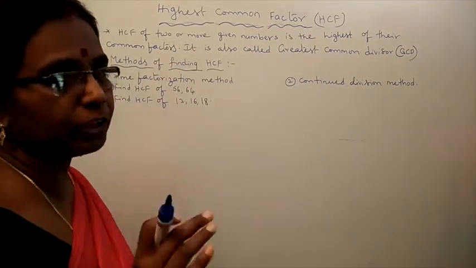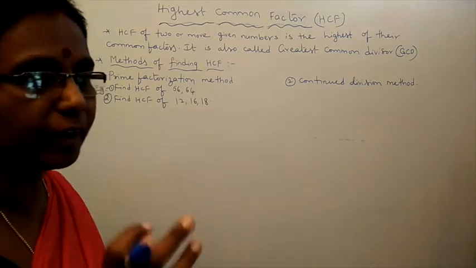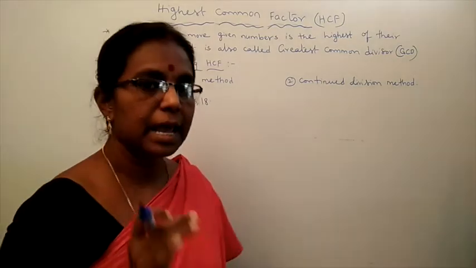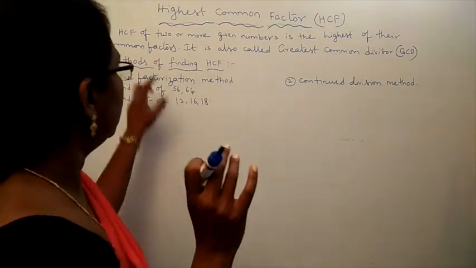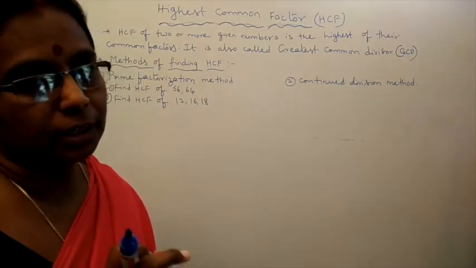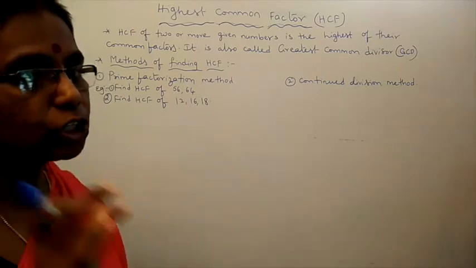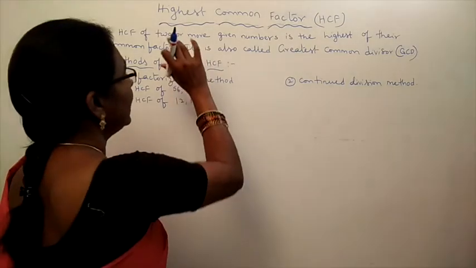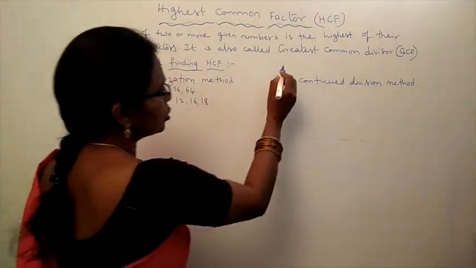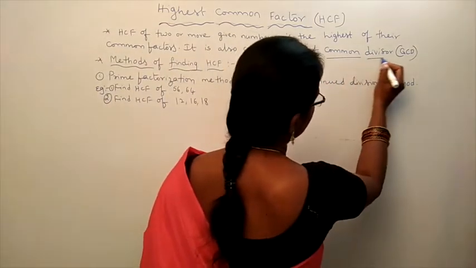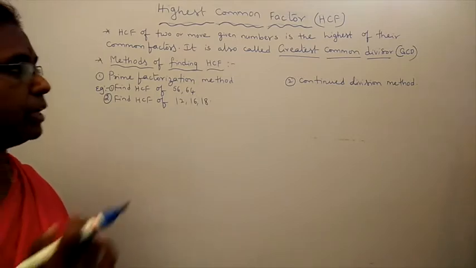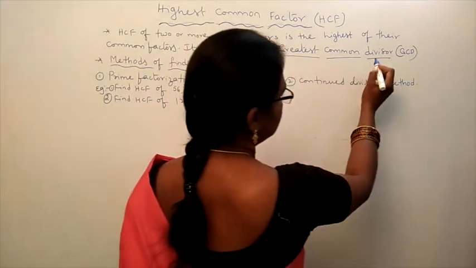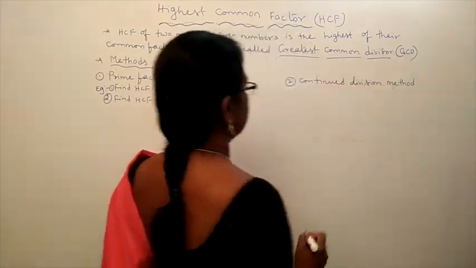Now, suppose you take two or more numbers. First we have to find the factors of those numbers, and from those we have to pick up the common factors. The product of those common factors is called HCF. It is also called greatest common divisor. Factor and divisor are the same thing. Greatest common divisor in short form is GCD.